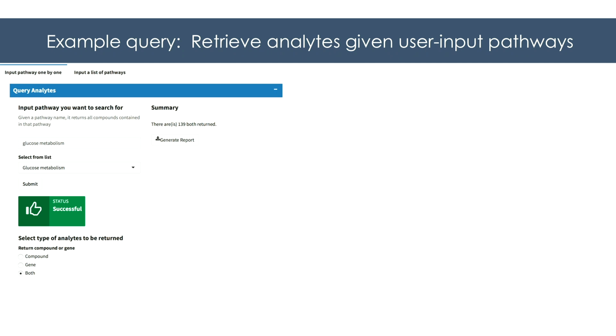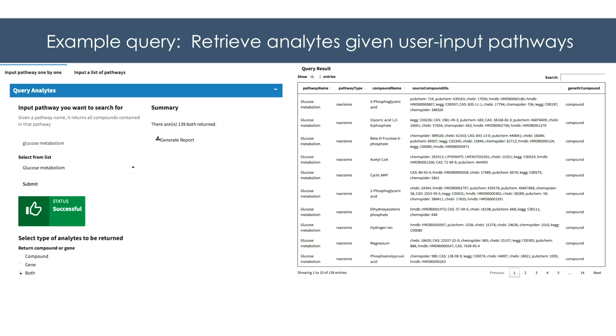Here we're interested in glucose metabolism. As you type in a pathway, you'll have a drop-down box which will give you the name of a corresponding pathway that's found in our database. And you also can choose whether you want to just have the compounds, the genes, or both. And so once you click submit, it will say whether it's successful, and it will let you know the summary of results. And by generating a report, you can get the genes or metabolites present in that pathway of interest.